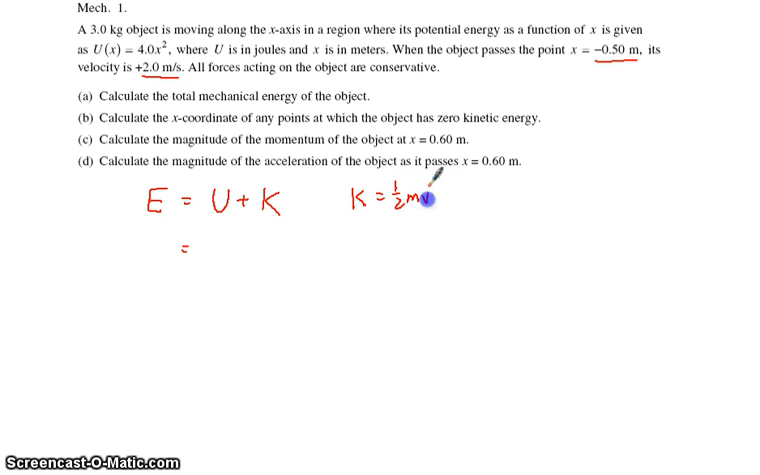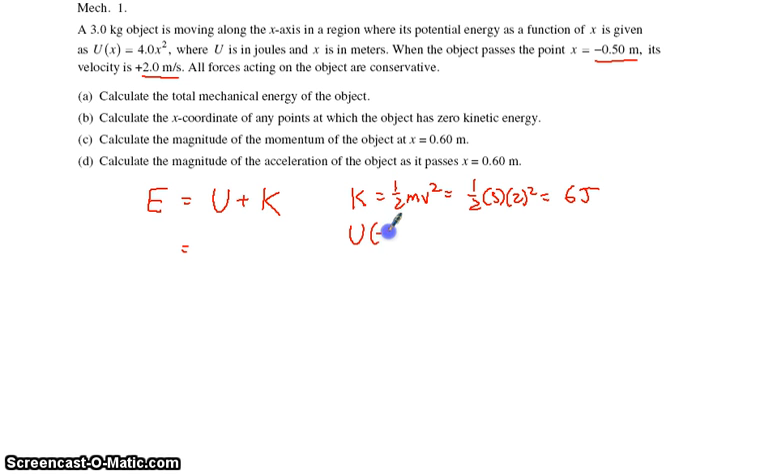Kinetic energy equals 1/2 mv squared. So 1/2, the mass of the object is 3 kilograms. The speed at that location is 2 squared. So that's 4 times 3, and half of that, so that's 6 joules. The object's kinetic energy is 6 joules at x equals -0.5.